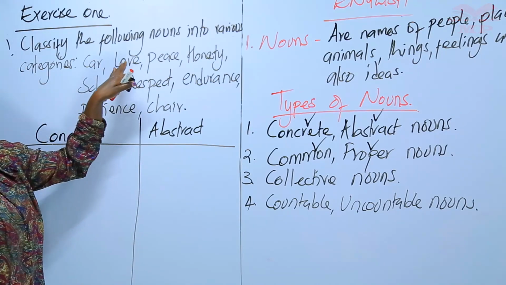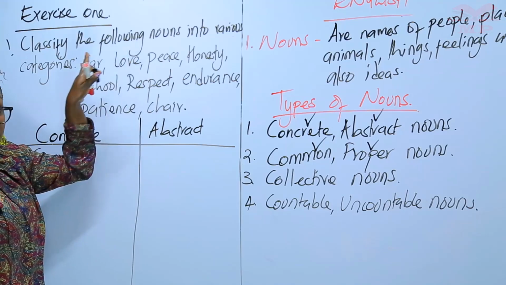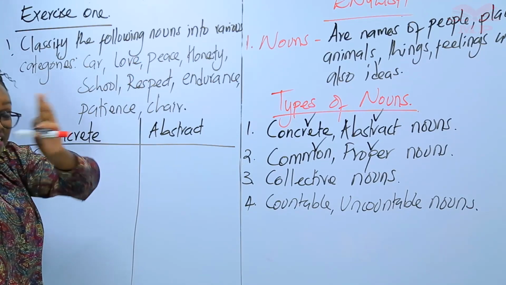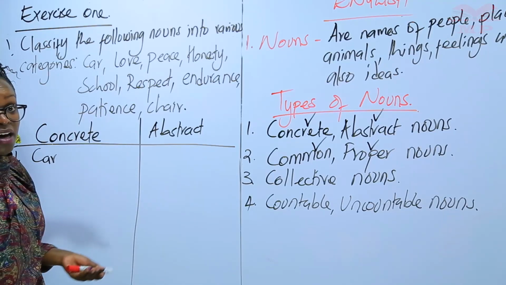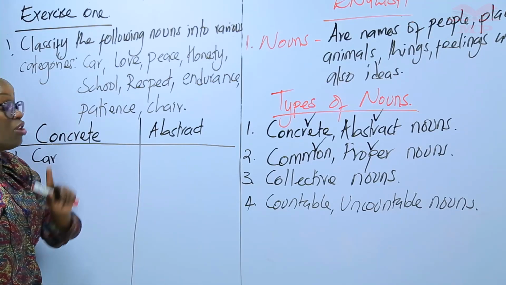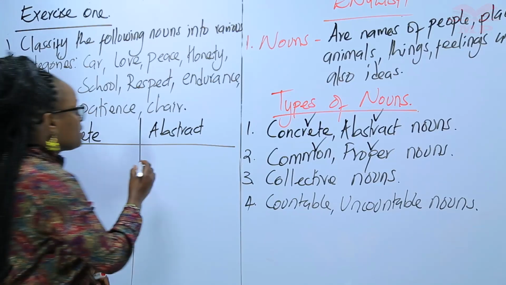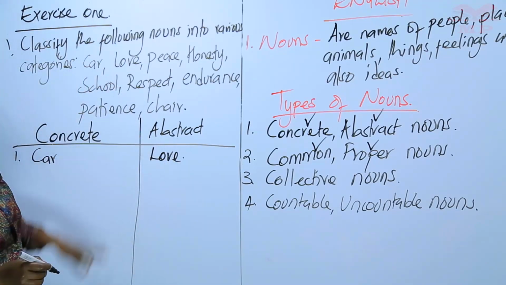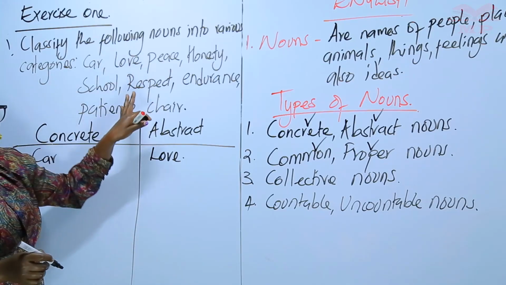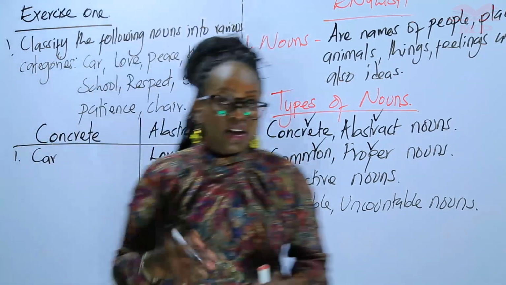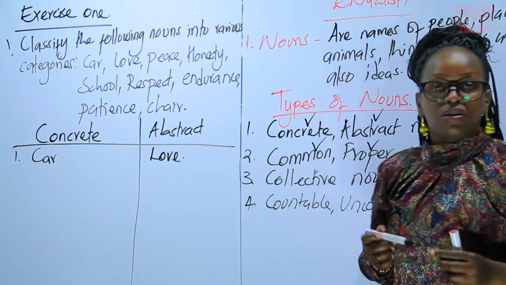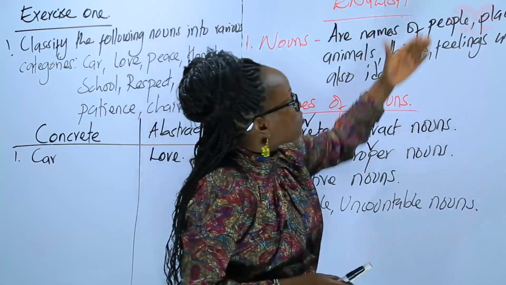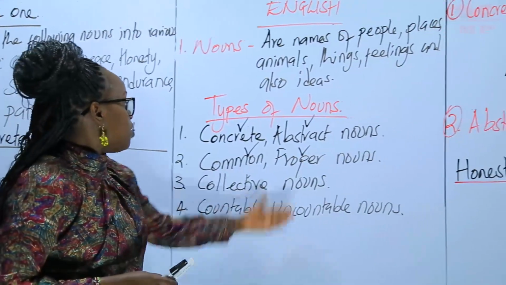Then we move on to the next one, which is love. Love is a noun. This is a feeling or an emotion. So is this something that you can touch or something that you can see? No, you cannot see love and you cannot actually touch love. You can only feel. So that means that love is an abstract noun. So you will do the same for all these other nouns, and then we'll look at them during the next lesson.